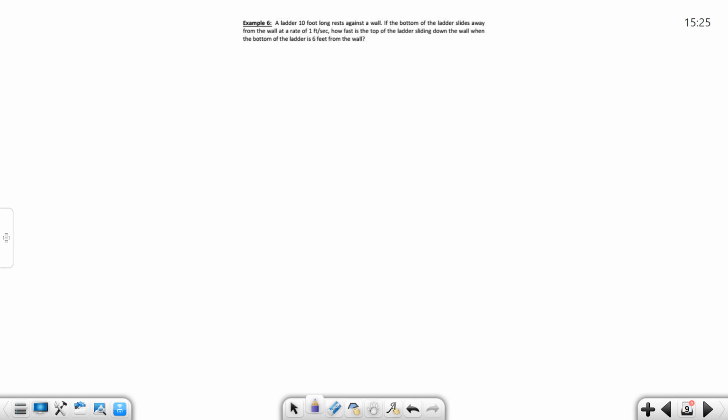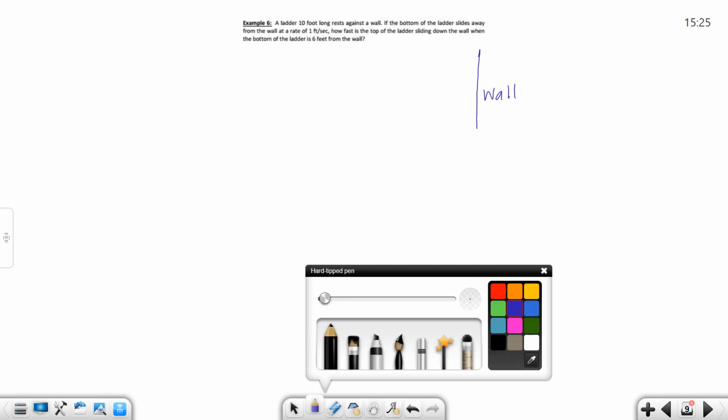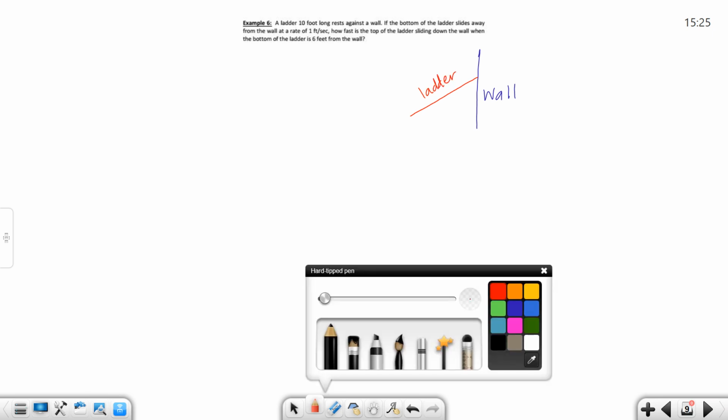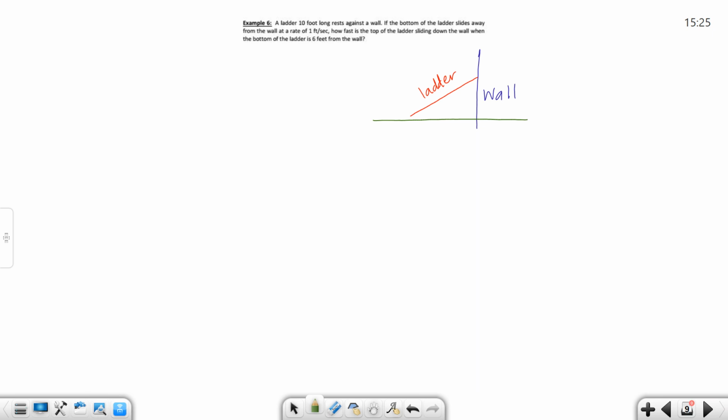In example 6, we have our ladder. A ladder 10 feet long rests against a wall. So here's my wall. This is my ladder. And there's the ground.